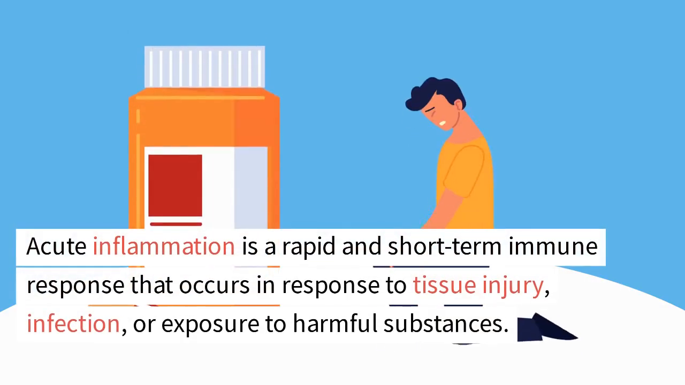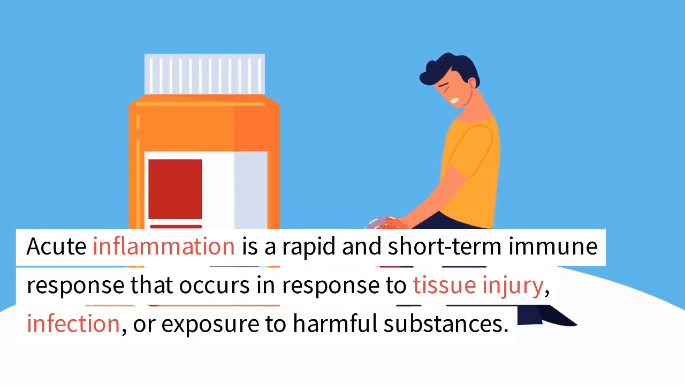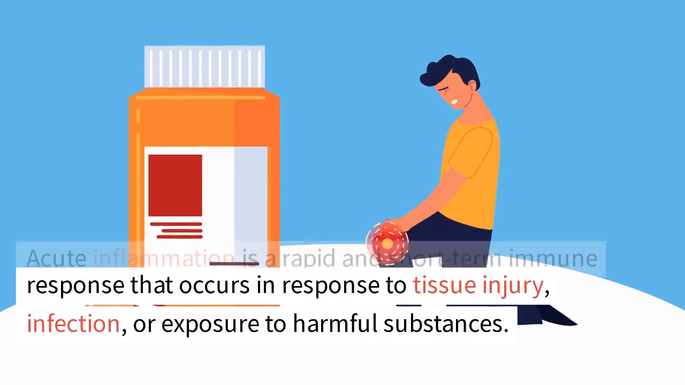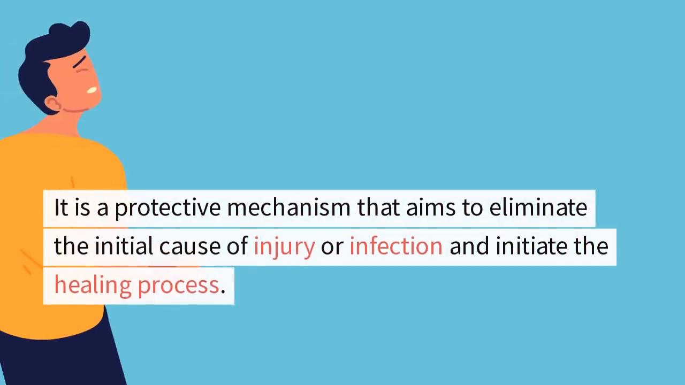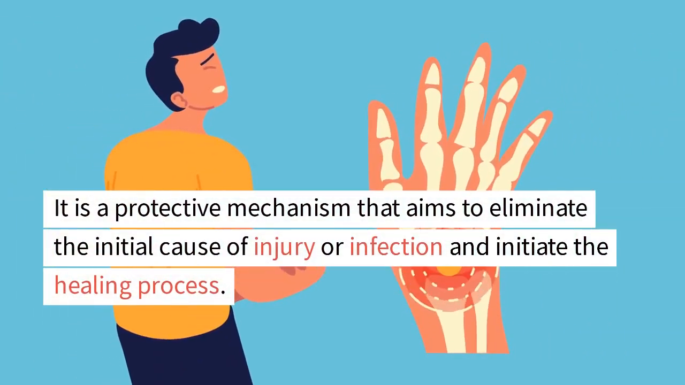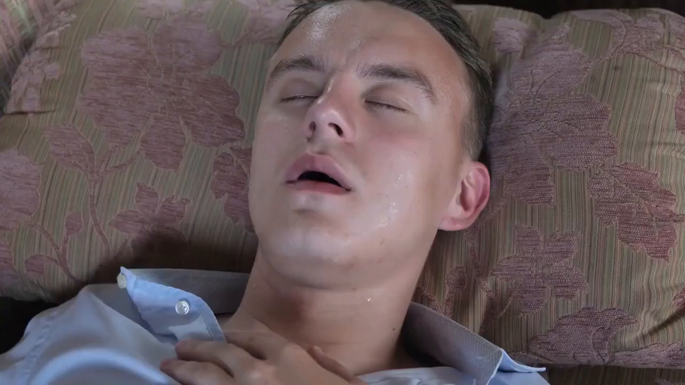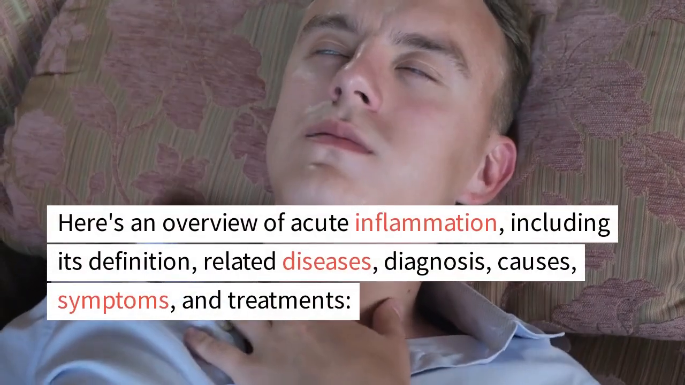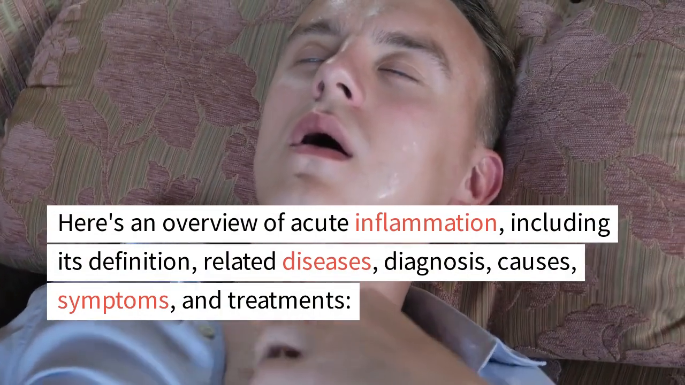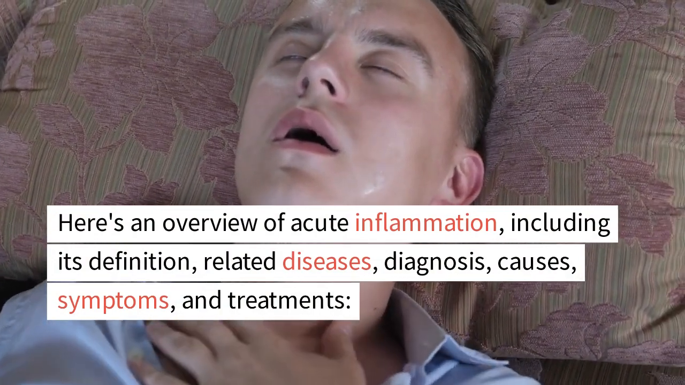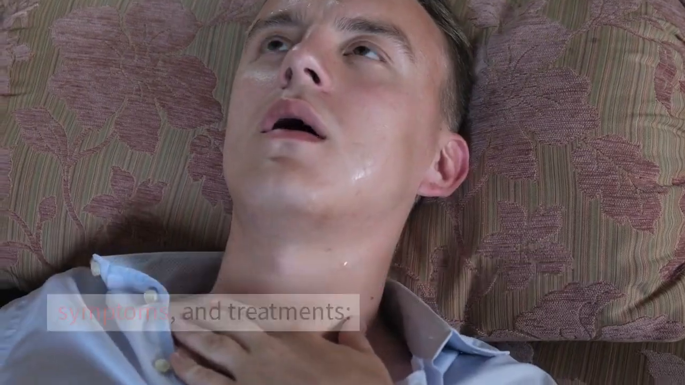Acute inflammation is a rapid and short-term immune response that occurs in response to tissue injury, infection, or exposure to harmful substances. It is a protective mechanism that aims to eliminate the initial cause of injury or infection and initiate the healing process. Here's an overview of acute inflammation, including its definition, related diseases, diagnosis, causes, symptoms, and treatments.